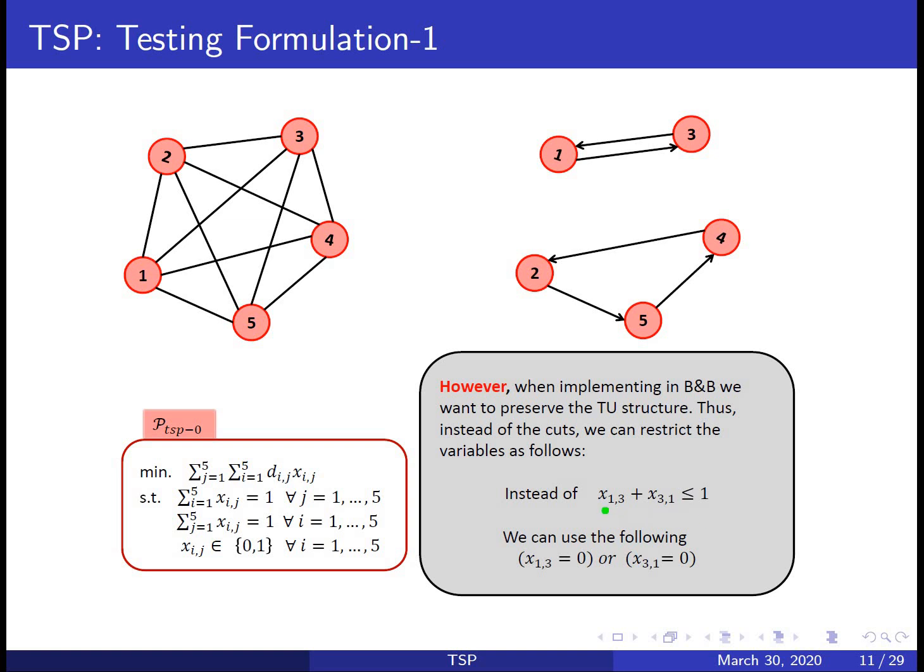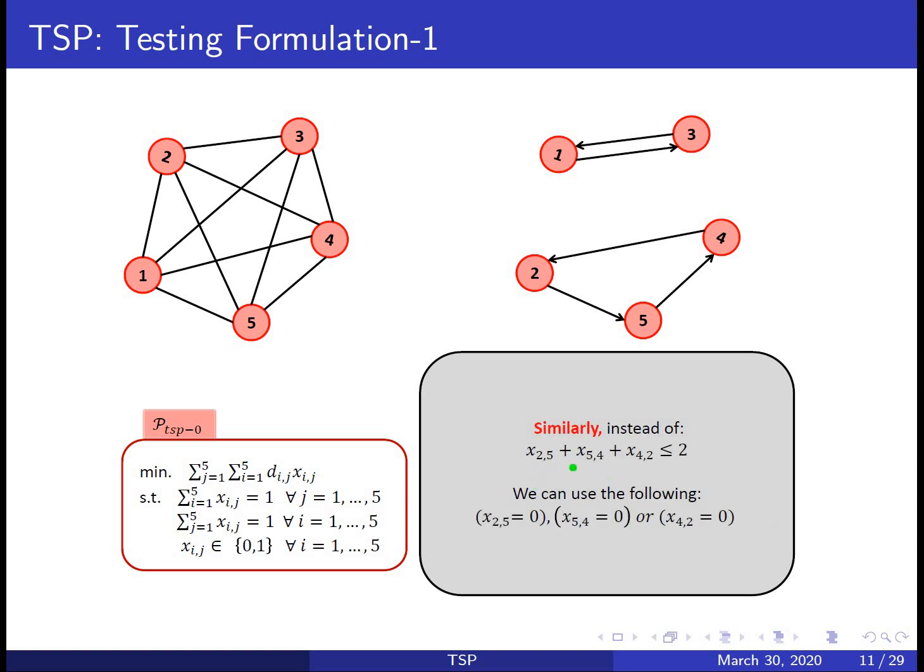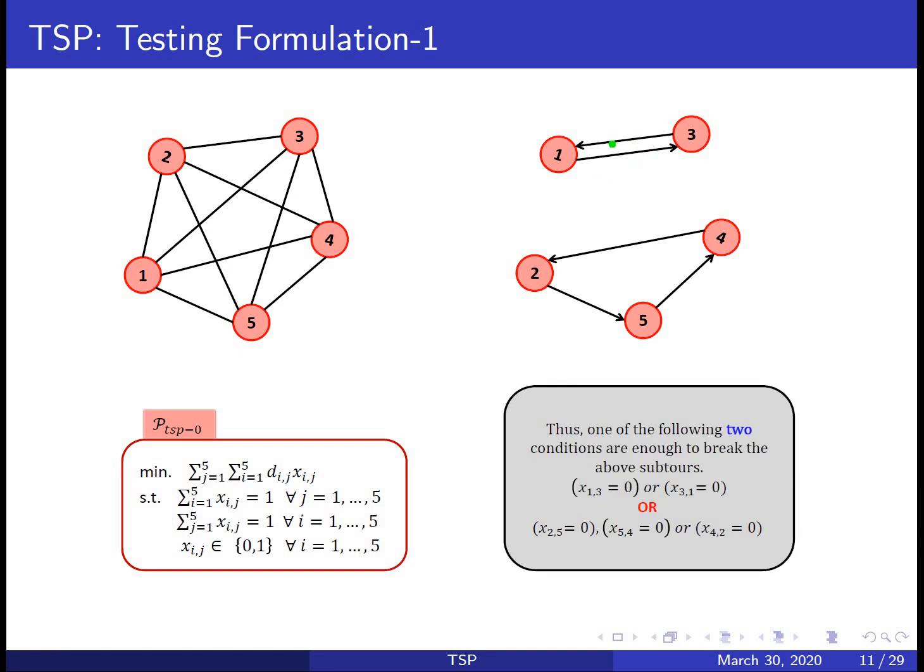So instead of using this constraint as is, we are going to convert this constraint into the logical form, which is either x13 is 0 or x31 is 0. Similarly, this constraint can be broken down as x25 is 0 or x54 is 0 or x42 is 0. So one of them should be 0. To summarize, to break one of these subtours, you have to either go with this set of conditions or with this set of conditions.